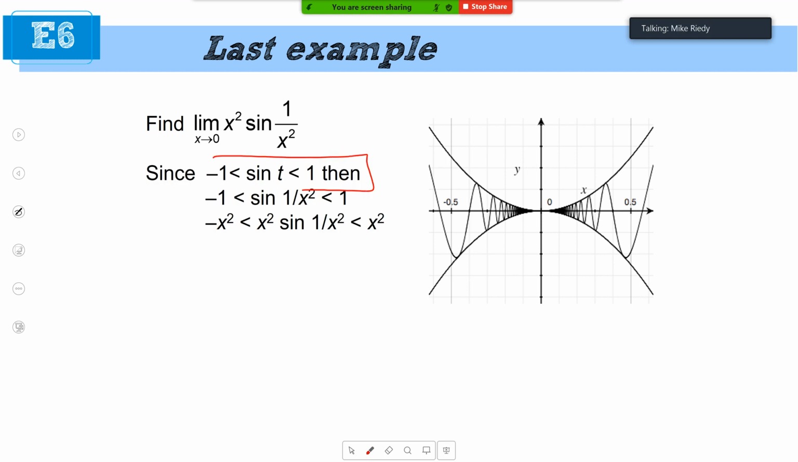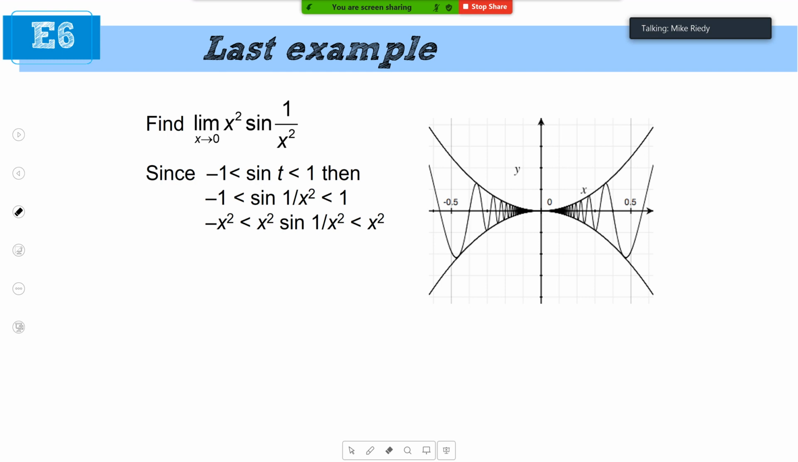Okay, so let me explain this. I started with this chunk of information that has absolutely nothing to do with the sandwich theorem. That's just the definition of a sine function. You all remember, if you graph sine, it's always between 1 and negative 1. And it doesn't matter what you take the sine of. The sine of x squared is going to be between 1 and negative 1. The sine of pink elephants is between 1 and negative 1. So no matter what I put in there for t, it'll be between 1 and negative 1.